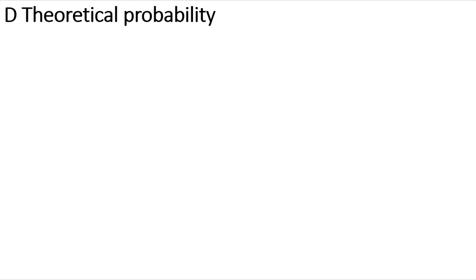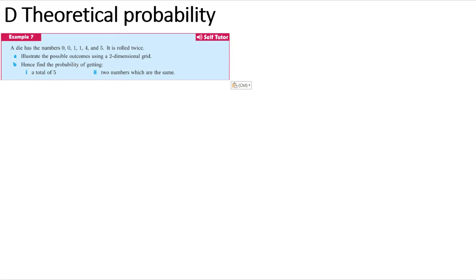We are going to make some more examples about theoretical probability. Let's go to example 7 in our book. A dice has the numbers 0, 0, 1, 1, 4 and 5, and it is rolled twice. You have to illustrate the possible outcomes using a two-dimensional grid.